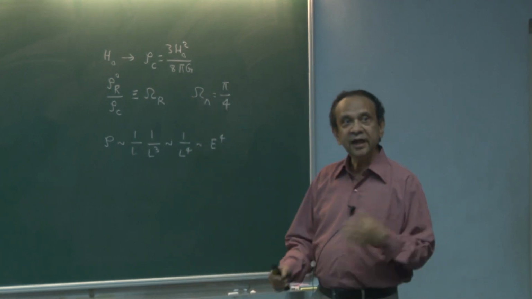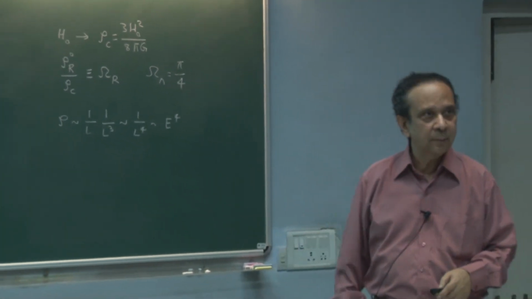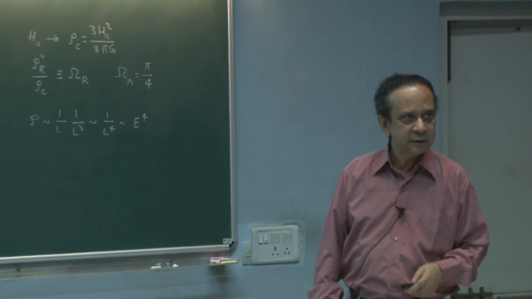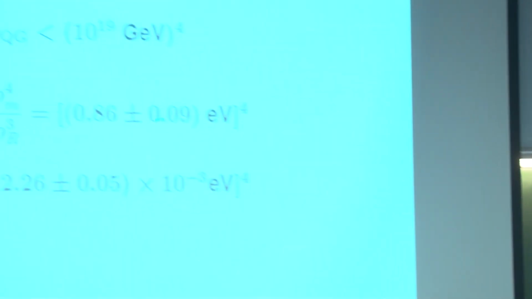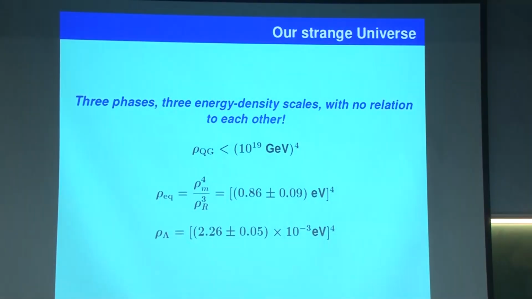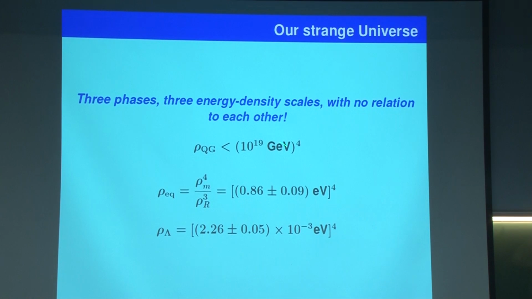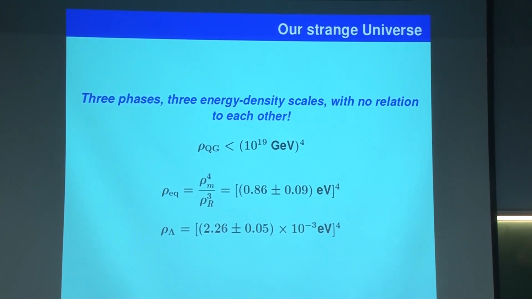When h cross and c, if you put them back correctly, you will get your actual number, but it is nice to normalize it like this. So in energy equivalent, this is like 10 to the minus 3 eV, this is like, let us say, 1 eV, so to speak. These are the scales which come about, and this is 10 to the 19 GeV. They are widely apart, so to speak.